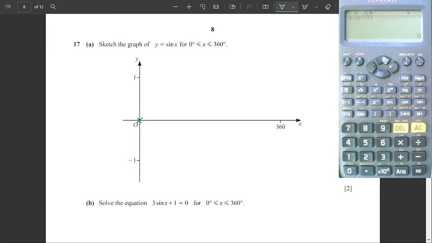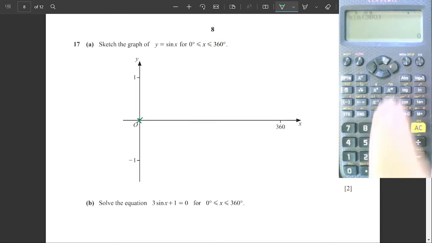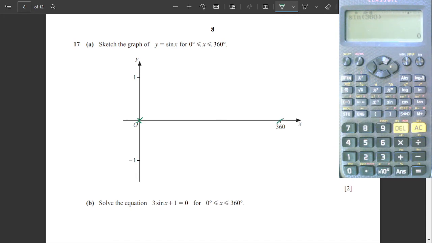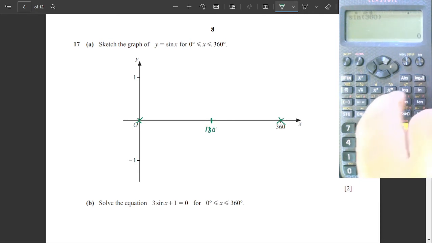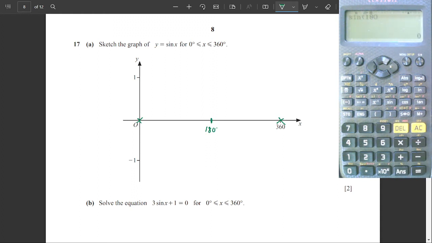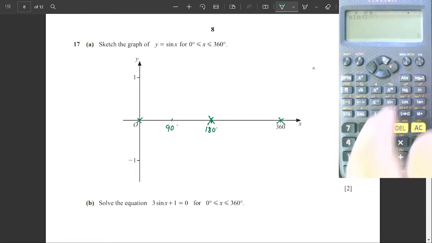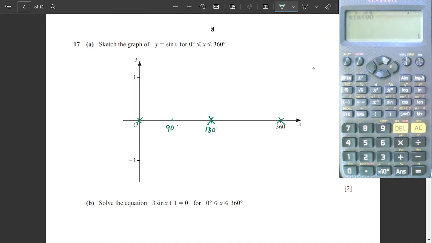Okay. Where does it end? Sin 360. So let's put in sin 360. Okay. 0 again. So my graph needs to finish at 0. Okay. Let's go halfway in between. 180. What happens there? Let's put sin 180 equal. Oh, goodness. Seems like we always stay on the line. Okay. What happens halfway between 0 and 180, so sin 90, let's put in sin 90, bam, 1. So it goes through there.